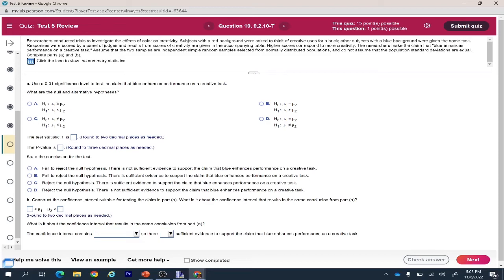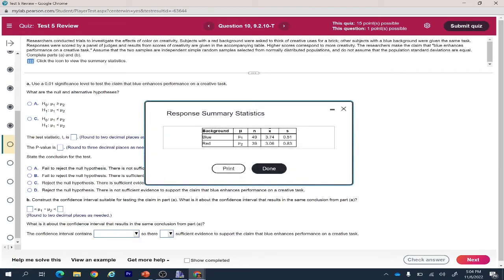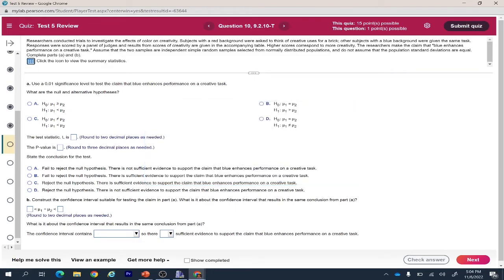First of all, the null hypothesis is that they are equal, and the alternative hypothesis is that blue enhances the performance. So mu1, for blue, is greater than mu2. The null is mu1 and mu2 are equal, and the alternative is mu1 is greater than mu2. That is the claim we are making here. Now we have to use StatCrunch for solving the rest of the parts.